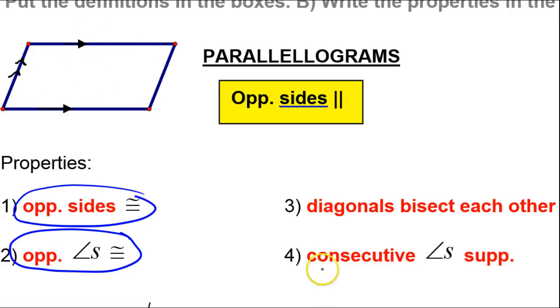The last property is that consecutive angles are supplementary. Do you know what supplementary means? 180. That's right. They add up to 180 degrees.